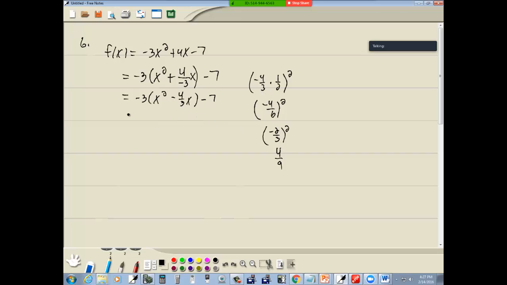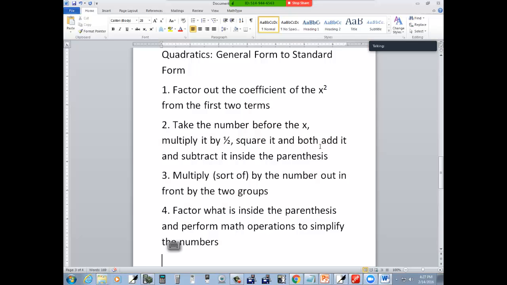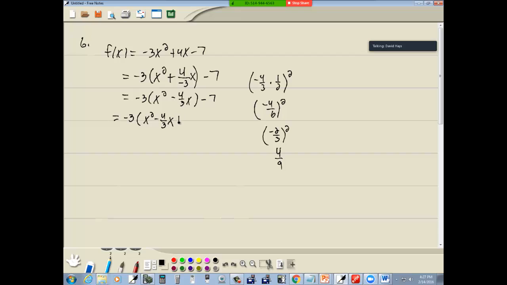Okay. And then we not only add it, we both add it and subtract it inside the parentheses. So this will be plus 4/9 minus 4/9, and then the -7 carries down here. And we're grouping these three together, and we're grouping the last one.